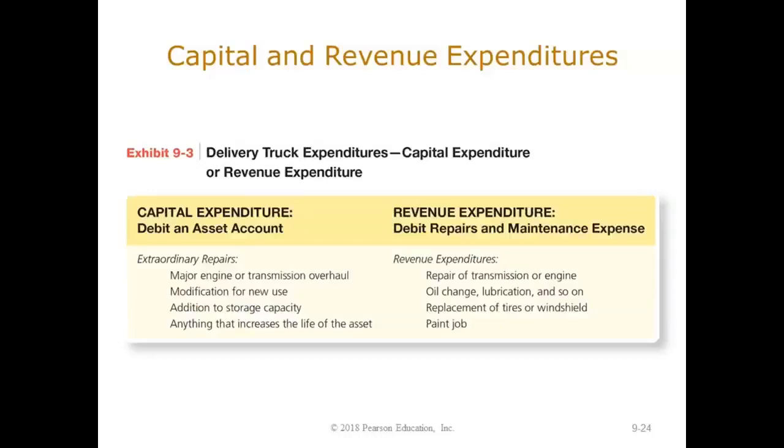So remember, with capital and revenue expenditures, for capital expenditures we're always going to debit the asset account. And again, these are major improvements to the item or extraordinary repairs. It's anything that increases the useful life. Then on the revenue expenditure side, these are the normal repairs like oil changes and tire rotation and things like that. And we'll just expense those.